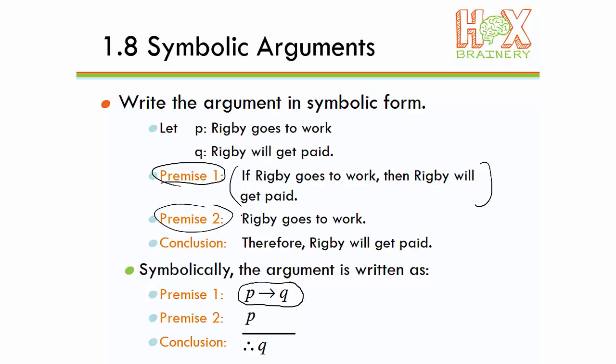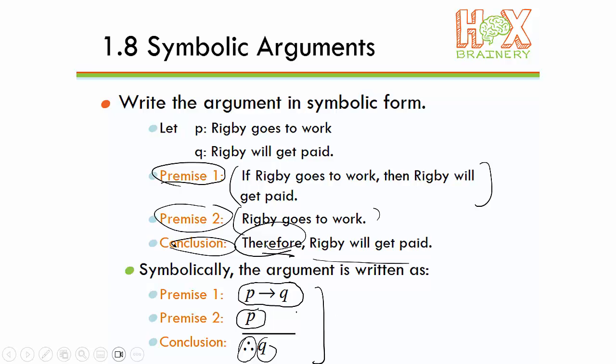And then premise 2, Rigby goes to work, well, that's just P. So that's our second premise. And then our conclusion, therefore, Rigby will get paid. So therefore ends up getting represented by these three dots, and then Rigby will get paid is just Q. So this part here, this is the argument written symbolically. So that's your symbolic form of the argument.